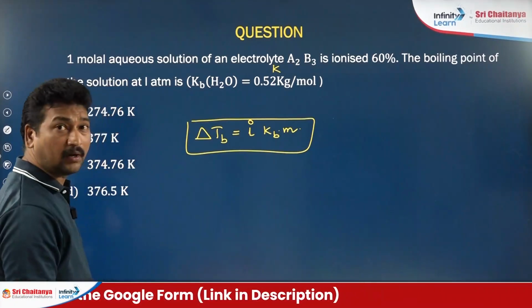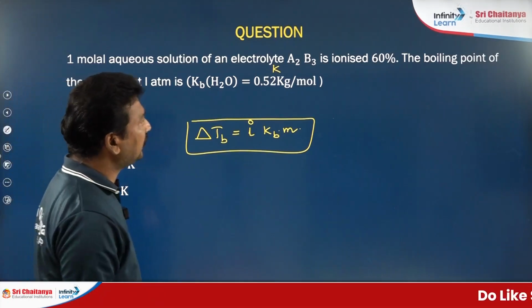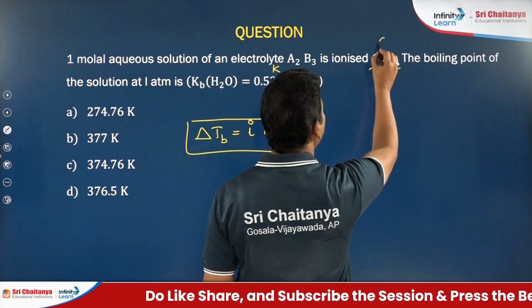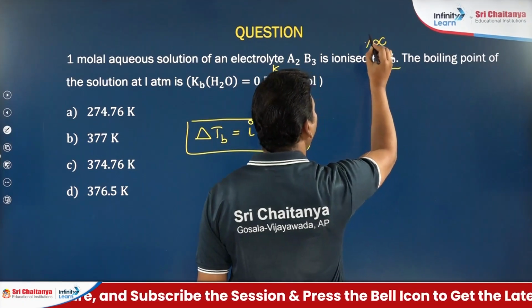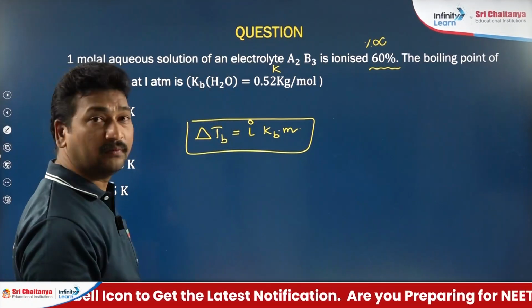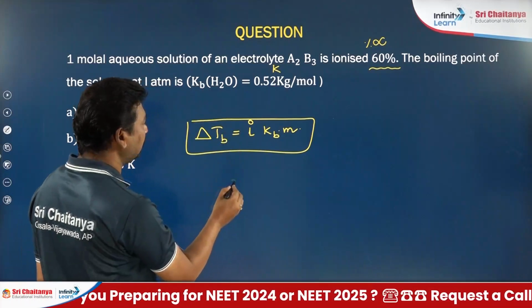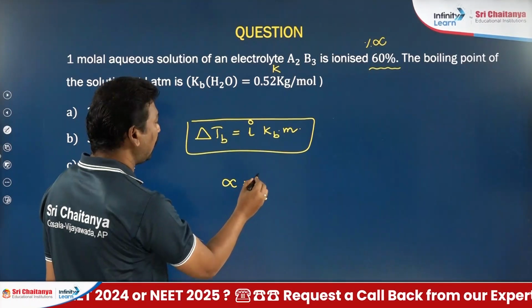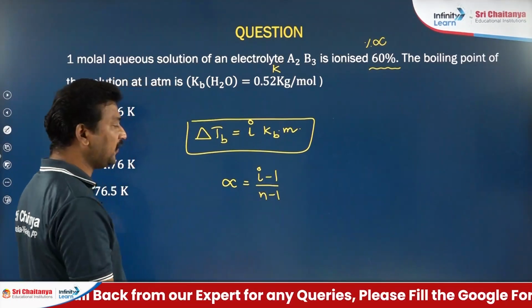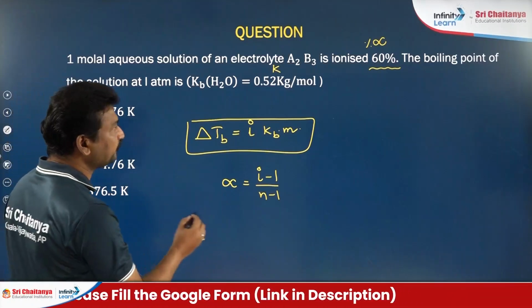Delta Tb is equal to i Kb m. How can we calculate the i value? It is mentioned as 60%, which is the percentage of dissociation. The alpha value is 60%, and from it we can calculate the i value. Since this is dissociation, alpha is equal to (i minus 1) by (n minus 1). This is the formula we apply to calculate the Van't Hoff factor whenever alpha is given.